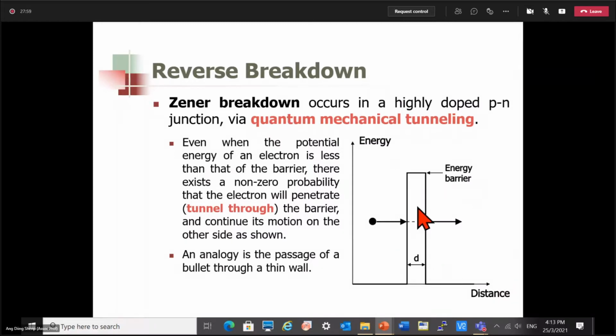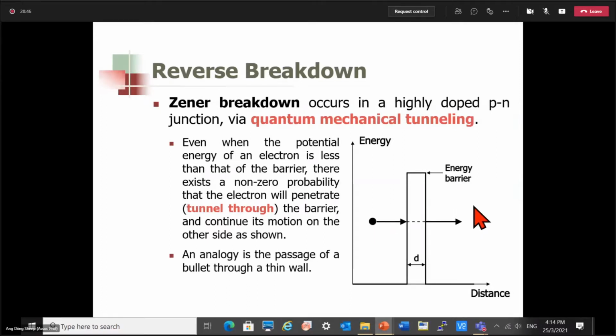Now, to illustrate this concept of quantum mechanical tunneling, you can refer to this diagram on the right. The vertical axis is the potential energy axis. The horizontal axis is the distance axis. So imagine there is an electron that is moving from left to right like this. Along the way, it encounters a potential barrier. Why do I call this a potential barrier? Because the potential energy here is actually higher than the potential energy of the electron. So this presents a barrier to the moving electron. In terms of classical mechanics, there is no way for this electron to surmount this barrier.